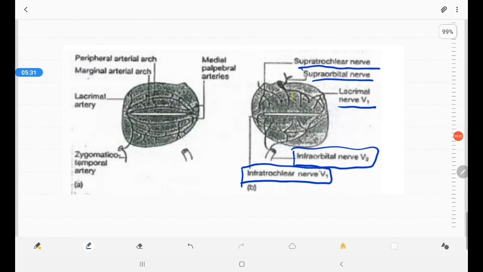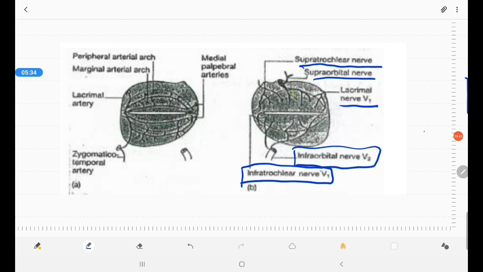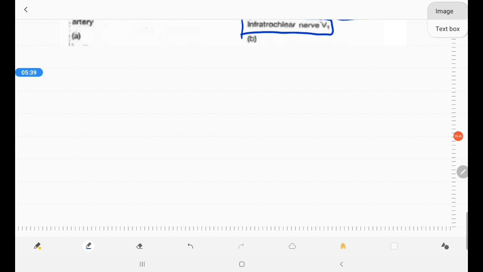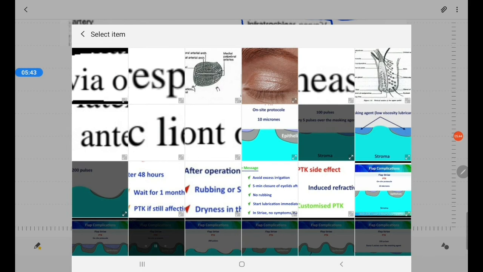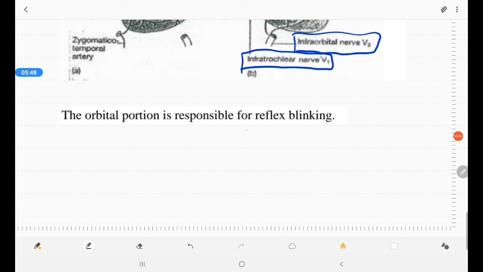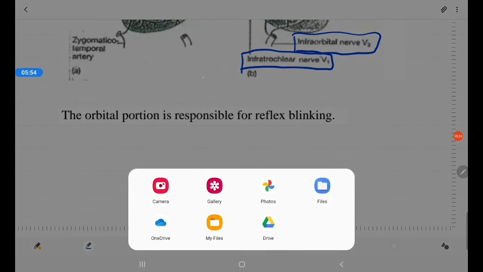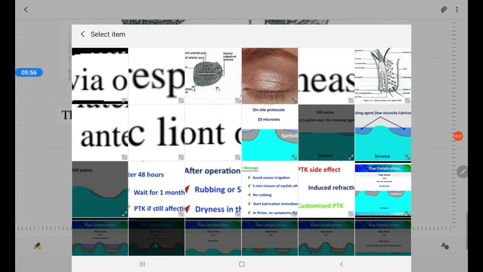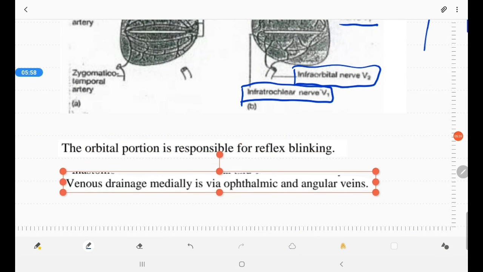So now the questions for today are: the orbital portion is responsible for reflex blinking. Is it true or false? Next is the venous drainage of the lid medially is via the ophthalmic and the angular veins. Is it true or false?